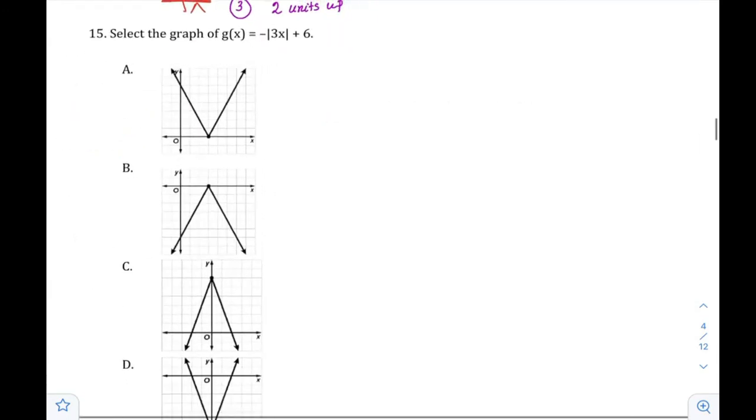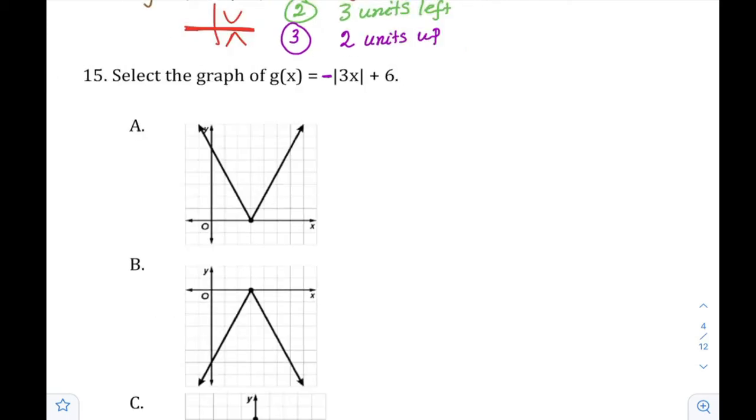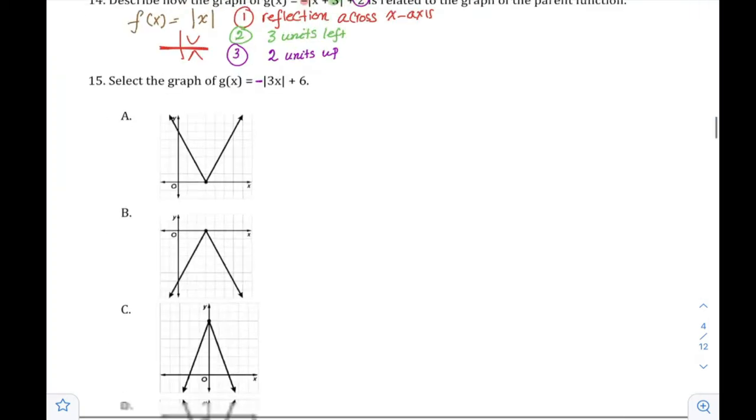Now select the graph of g of x equals negative. It's outside, and we have positive 6. These are the key easy numbers. Reflection means instead of opening up, it will open down.